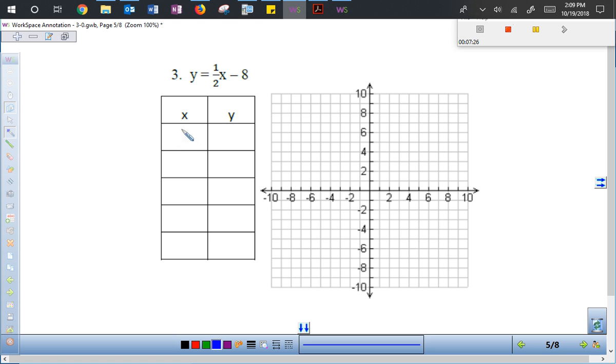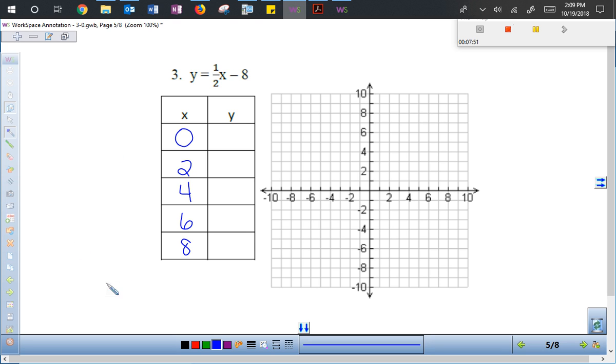Now we still want to substitute in 0 because 0 is always a nice number to work with. But to figure out what comes after 0, I want you to look at the denominator. Here we have a denominator of 2, so instead of counting by 1s, we're going to count by 2s. So we're going to substitute in 0, 2, 4, 6, and 8. So again, we have a denominator of 2. Let's count by 2s.